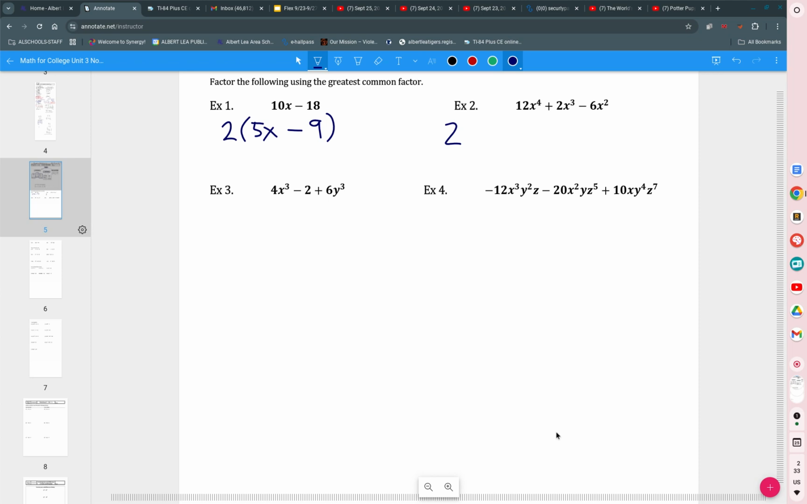And what can I take out for variables? X squared. And then you're always asking yourself this question. 2x squared times what is 12x to the 4th? 6x squared, right? And 2x squared times what is 2x cubed? X. And 2x squared times what is 6x squared? 3. That's that.